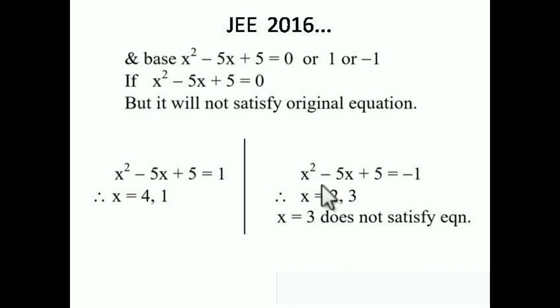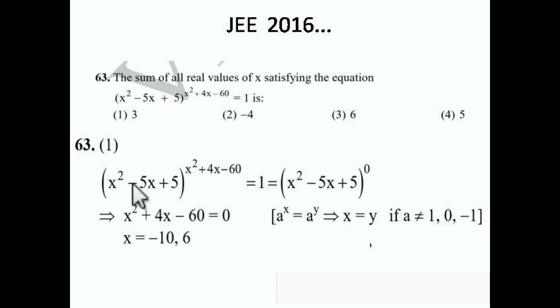And if we take x² − 5x + 5 is equal to −1, then what happens? Then x² − 5x + 6 is equal to 0, so x is equal to 2 or 3. Here 2 is satisfied, but 3 couldn't satisfy it. Ask me why it is not going to satisfy. Because here the base is −1, x² − 5x + 5 is equal to −1, so if we put it in this equation, the whole thing is −1, and if we put 3 here, then it is not going to satisfy this equation. So 3 cannot be considered.